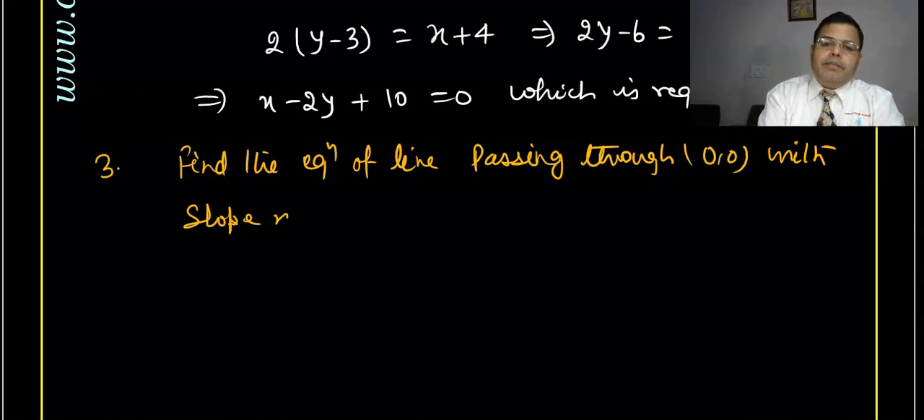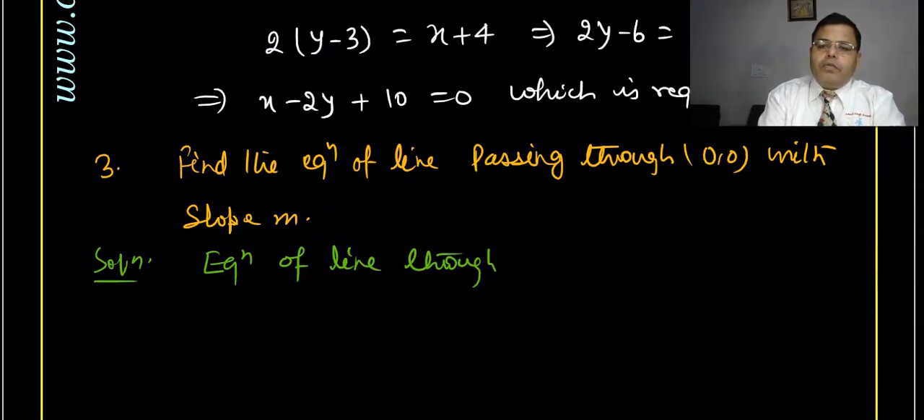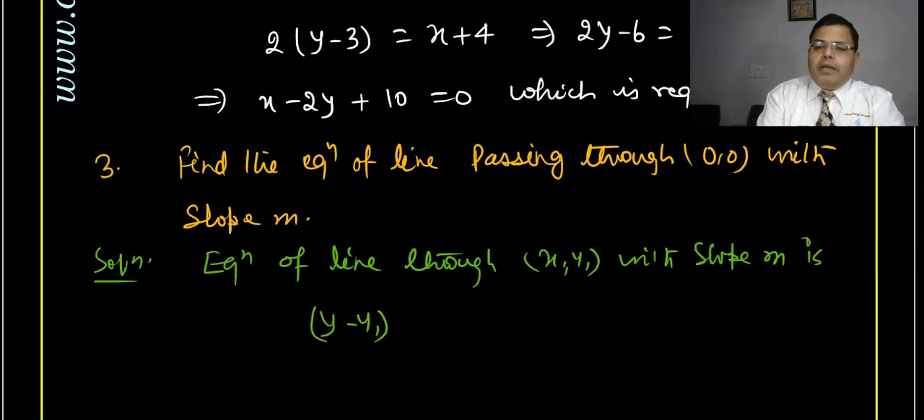Slope is m. So the solution can be written using the one point form: the equation of a line through (x1, y1) with slope m is y minus y1 is equal to m into (x minus x1). And here (x1, y1) is (0, 0).